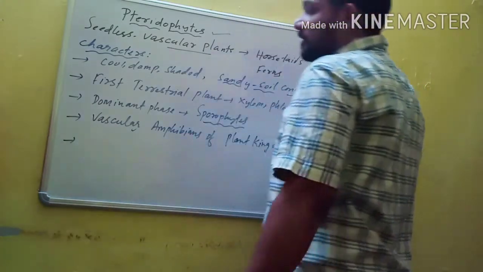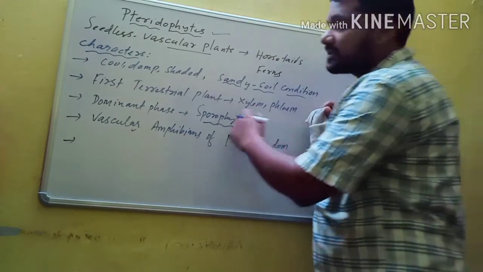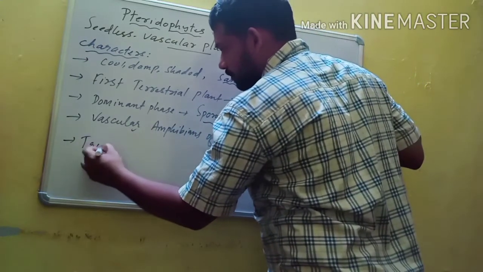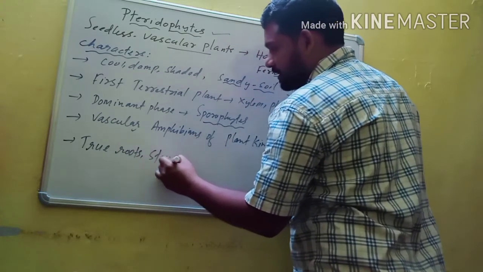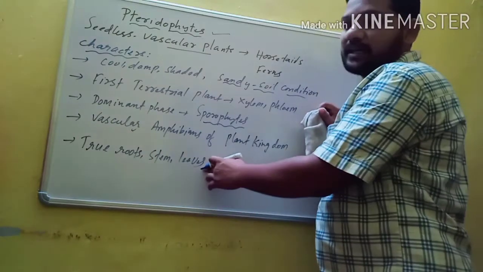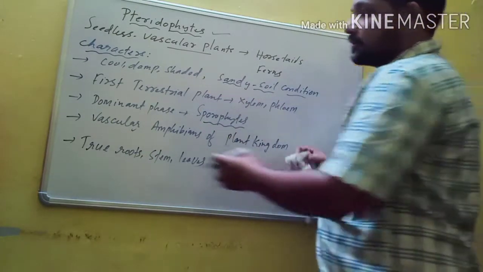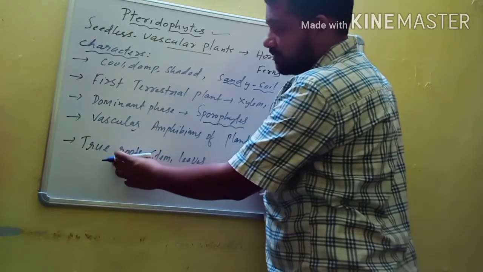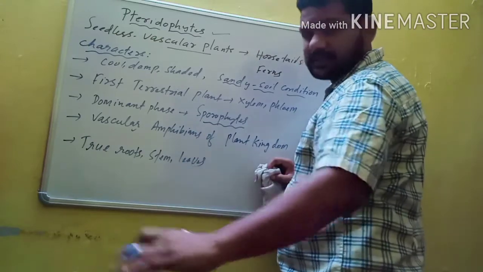The main plant body is sporophyte. The sporophytic plant body is differentiated into true roots, true stems and true leaves. In the root system, it may be taproots or fibrous roots, and the stem in some cases is aerial and erect, or in some cases prostrate.